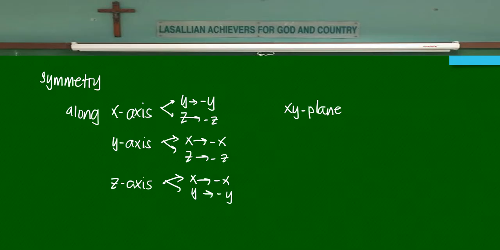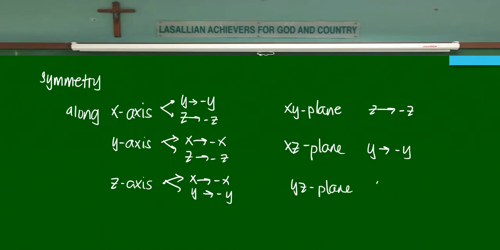And symmetry along the xy plane, what we do is the letter that's not present here, you change z to negative z and check if there's symmetry there. The xz plane, you change y to negative y, and then the yz plane, you change x to negative x. And then if the functions go back to being the same, that means it's symmetric about those axes or those planes.